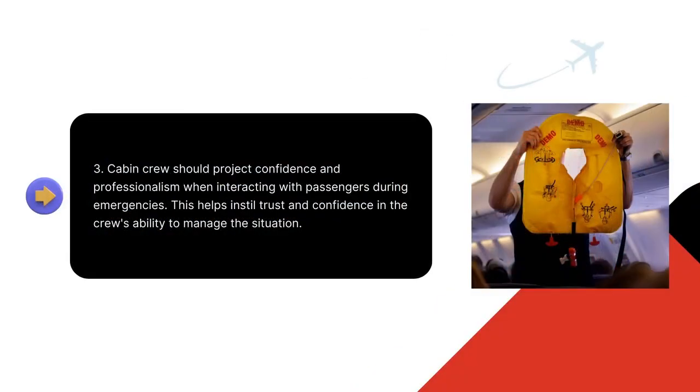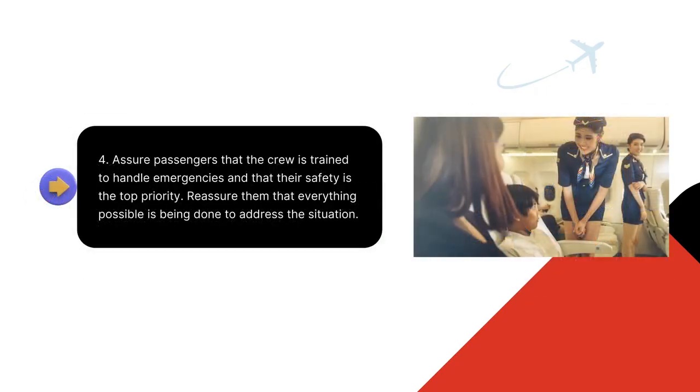3. Cabin crew should project confidence and professionalism when interacting with passengers during emergencies. This helps instill trust and confidence in the crew's ability to manage the situation. 4. Assure passengers that the crew is trained to handle emergencies and that their safety is the top priority. Reassure them that everything possible is being done to address the situation.